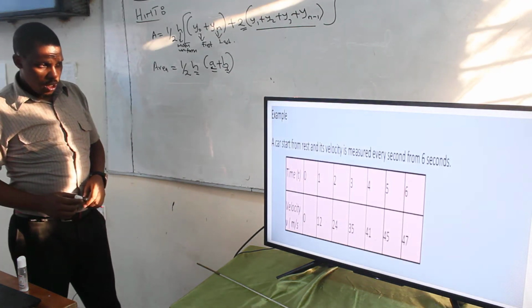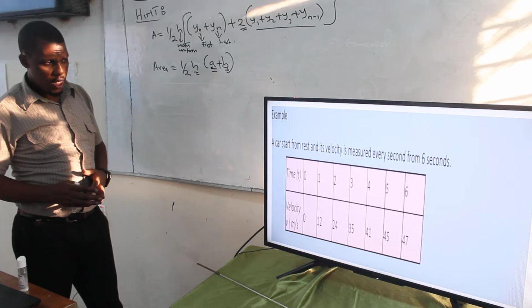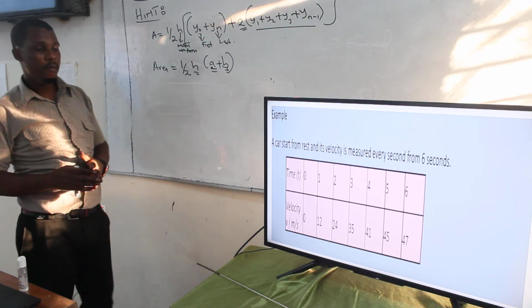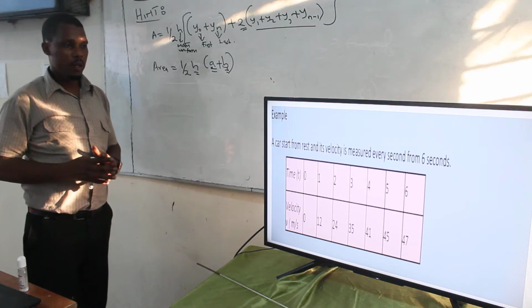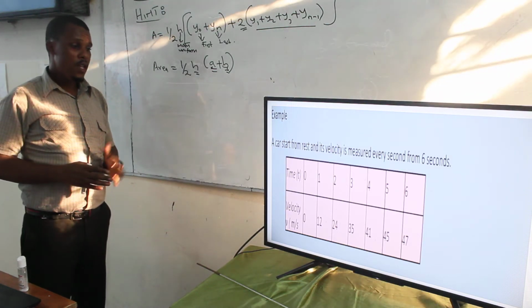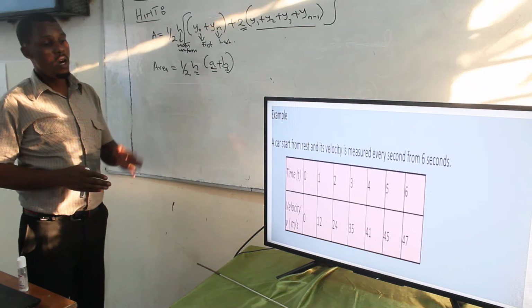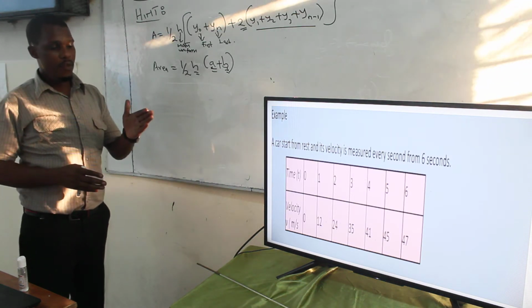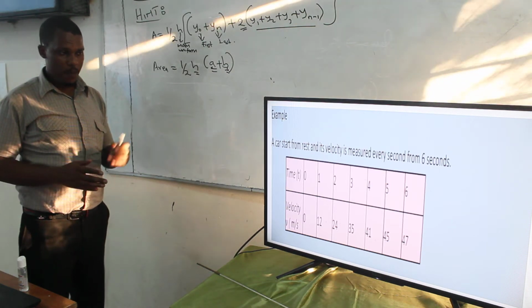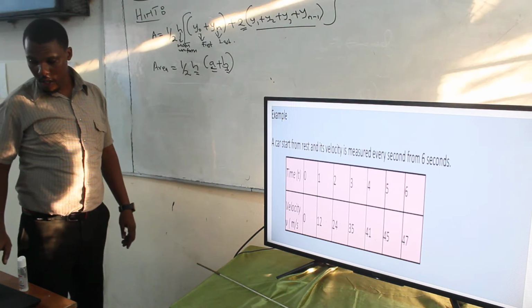So that's the question which you're given there, and then you're told that a car is starting from rest and its velocity is measured every second. For how many seconds? For 6 seconds. So you can see that is the table that is given there. You have the time, then you have the velocity. So meaning, you need to be able to use the trapezium rule.